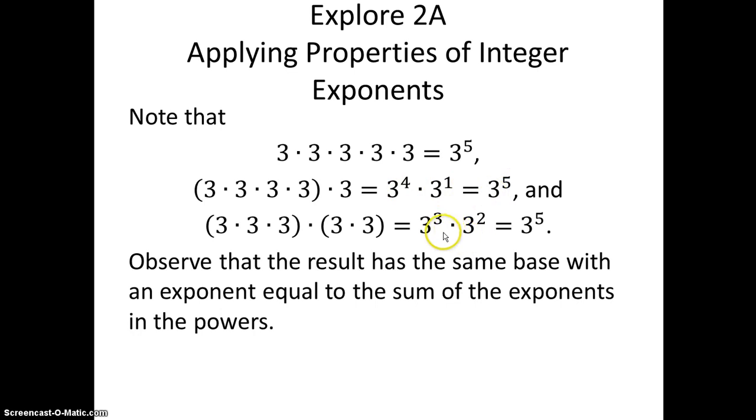Similarly here, if I wanted to evaluate 3 to the power 3 times 3 to the power 2, notice that that's just going to be 3 factors plus 2 factors, so altogether I have 5 factors. Okay, similarly here, I have 4 factors plus 1 more factor is 5 factors altogether.